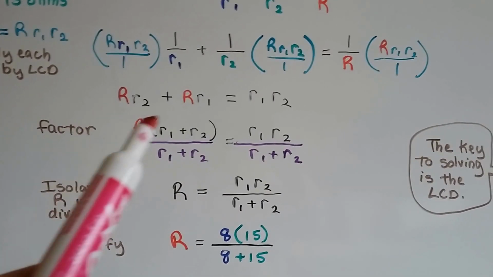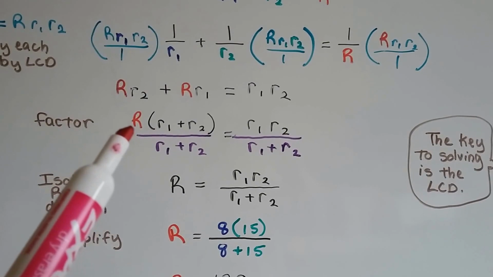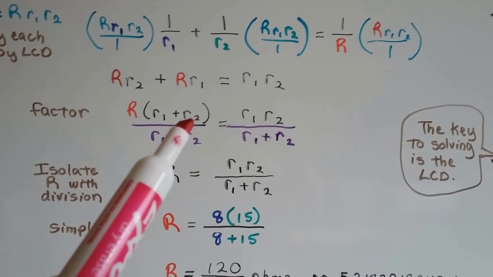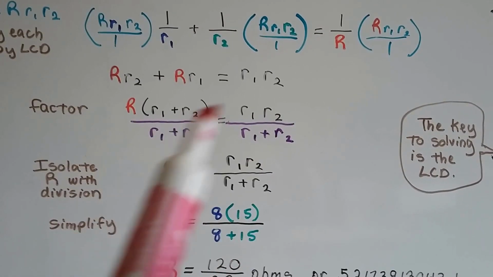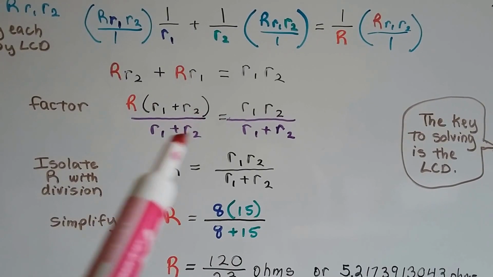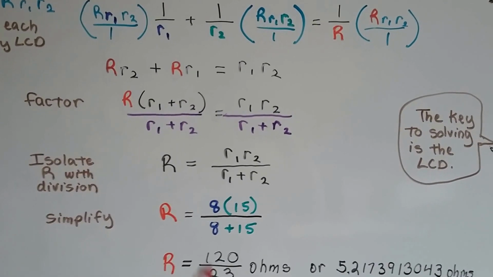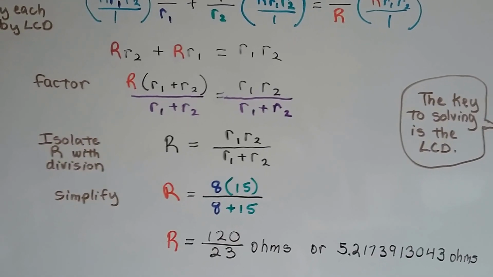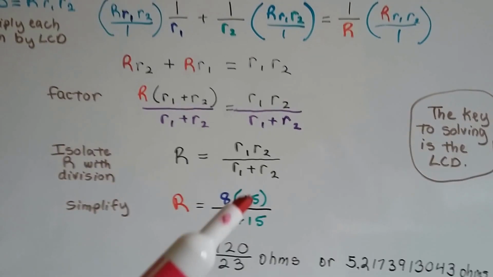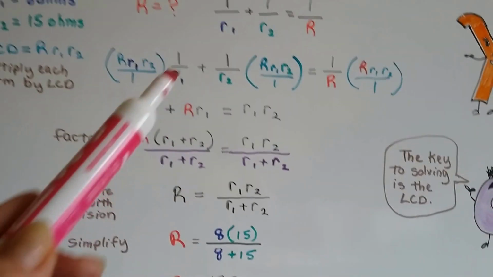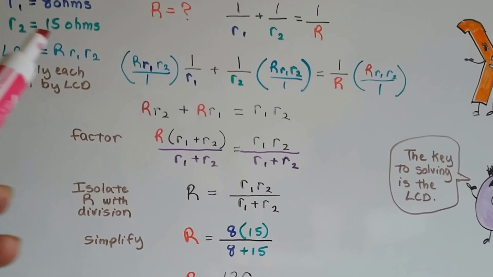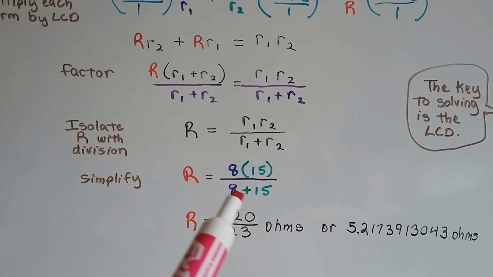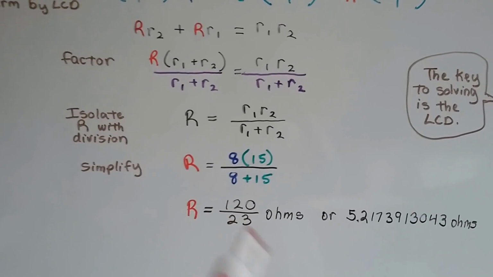Now we can factor it. See how we've got the two big r's? We can factor it as r times r sub 1 plus r sub 2, see? And if we divide both sides of the equation by this, we can isolate that r. And we're left with this. So now if we plug in our actual numbers, 8 and 15, we know that the r sub 1 was 8 and r sub 2 is 15. 8 times 15 is 120, and 8 plus 15, see, is 23.